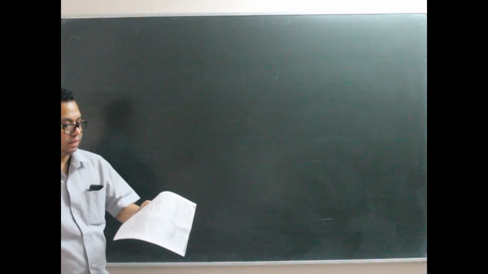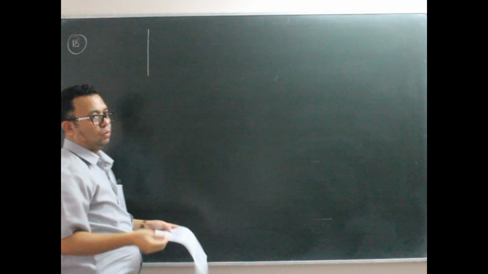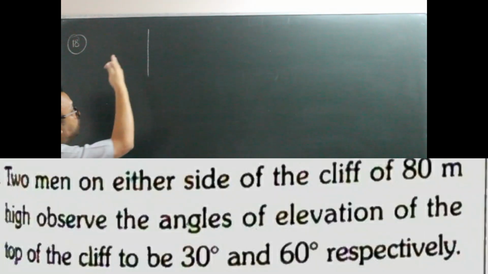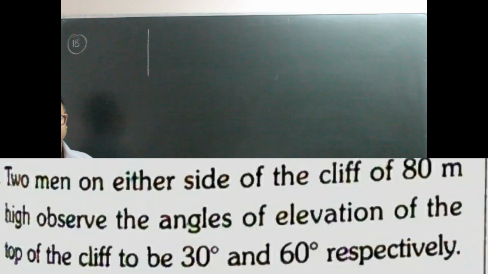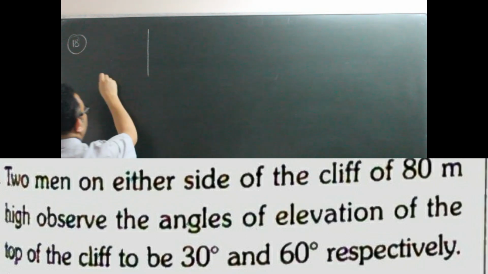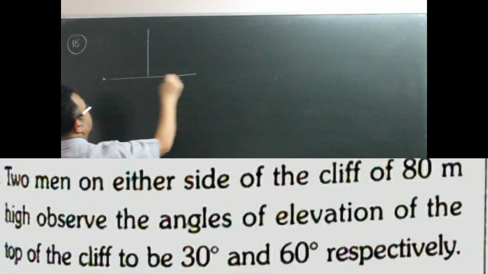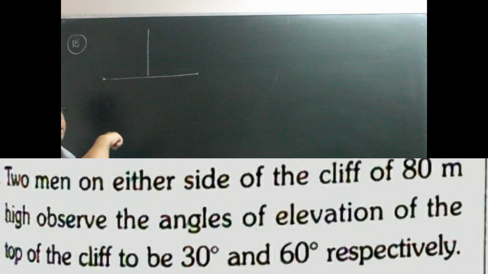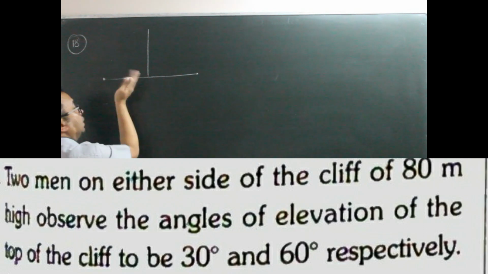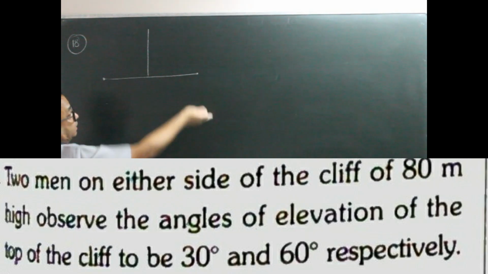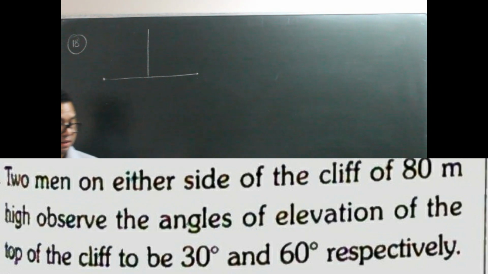Yeah, two men on either side of the cliff. So there is a cliff. This is question number 18. Let's suppose this is a cliff. I told you last time, the pole, the cliff, the trees, the buildings, they are a straight line. And two people are there on either side of the cliff. So let's suppose if this one is the ground, one person is here and the other person is here. So on either side. If they say same side, then both the people I have to make on this side or that side. On either side of the cliff, two men on either side of the cliff.